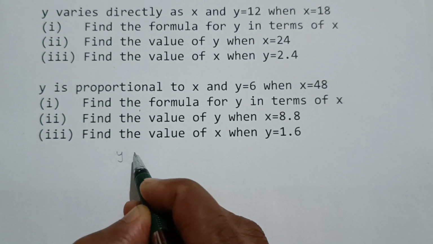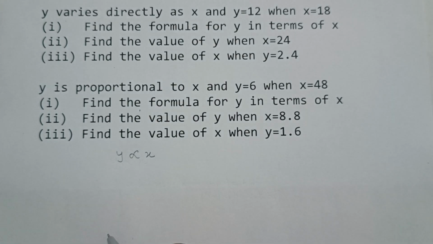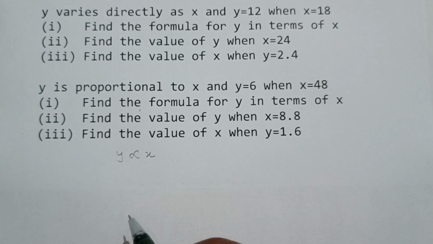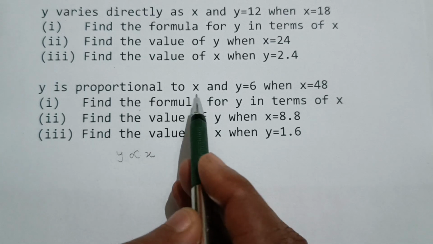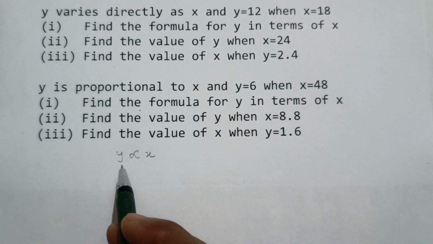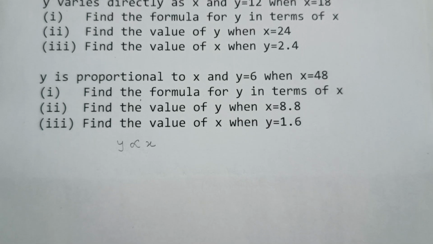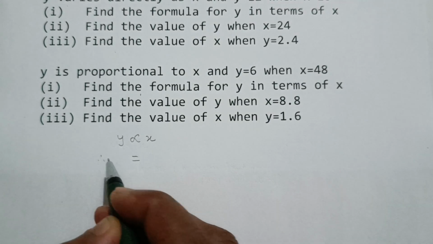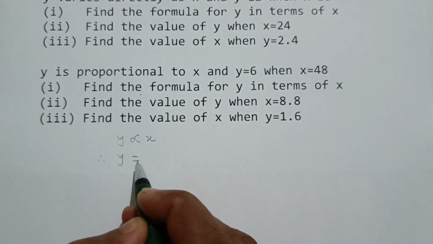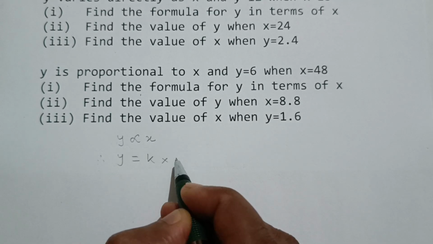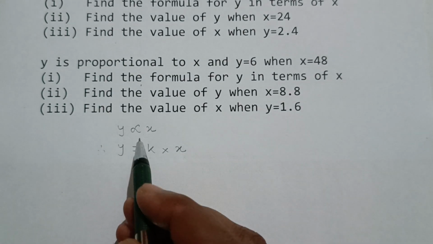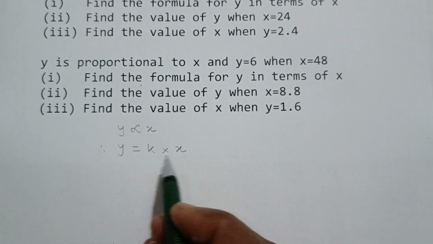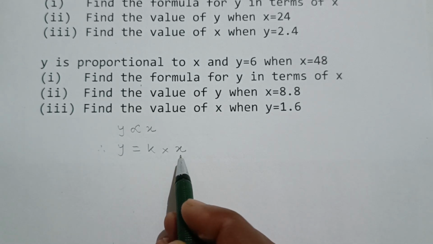That means y is directly proportional to x. y varies directly as x. y is proportional to x. In mathematics it is written in this way. Now what I will do is replace this symbol with an equal to sign. So this expression will become y equals k multiplied by x.